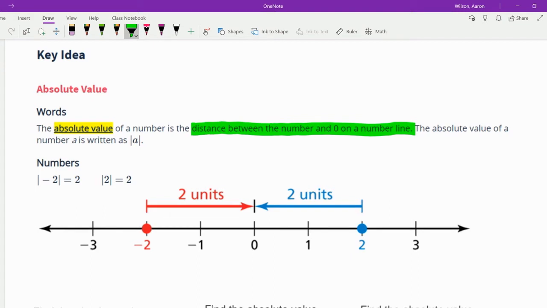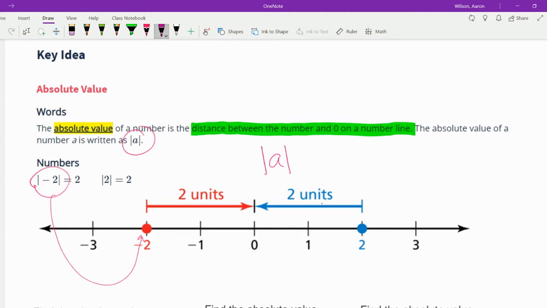The absolute value of a number is written inside the little bars, as you can see here. Any number goes inside those absolute value bars. They use the variable a to represent any number. For example, here we have the absolute value of -2. -2 on the number line is plotted right there. How far away is -2 from zero? It's simply 2 units away. So the absolute value of -2 is 2.